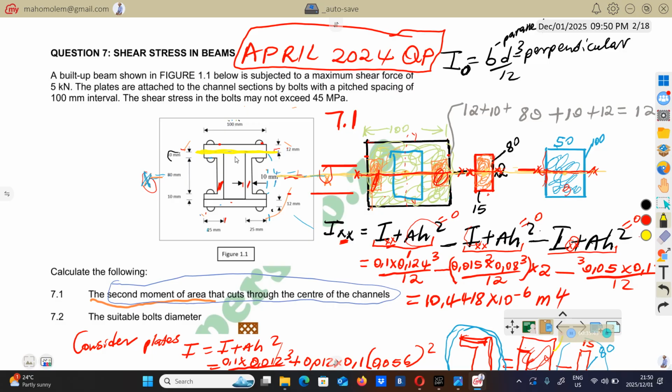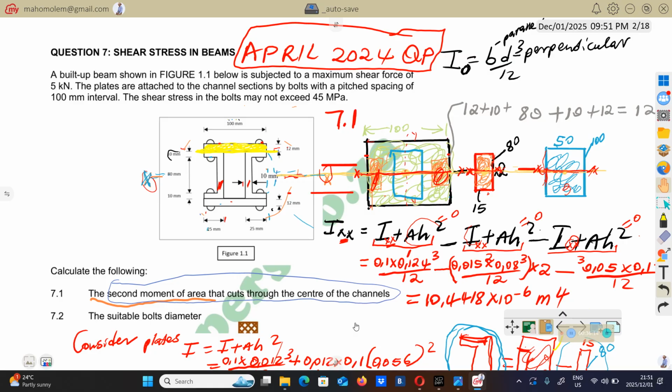So now, as you know, Q is going to be the area above or below the line of interest. Our line of interest is this one, and the area above it is going to be the area of the rectangle. So for the Q, we have to use the area of the rectangle, which is 100 multiplied by 12.